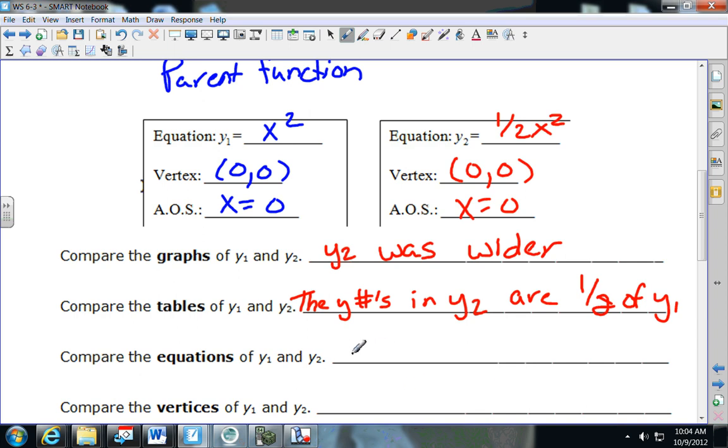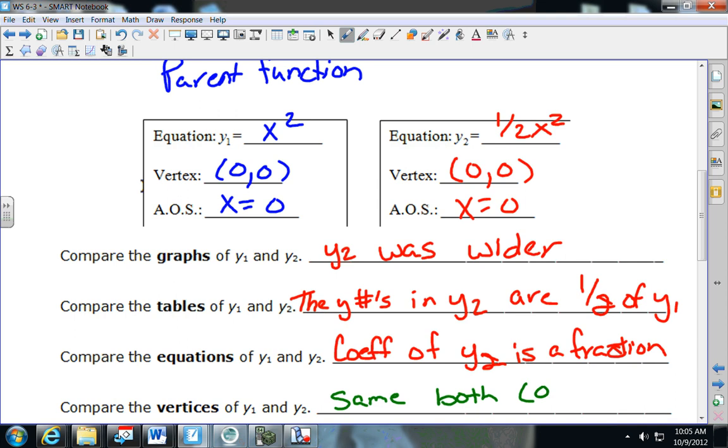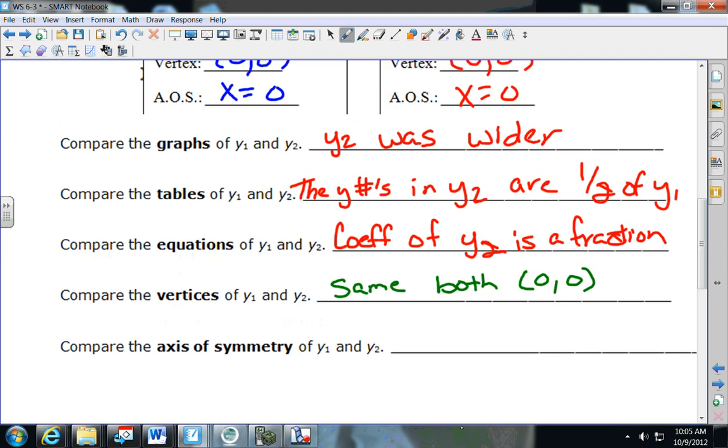Compare the equations. The coefficient of y2 is a fraction. The vertices, the vertexes, they're the same. They're both 0, 0. Right? We went over those. All that. What's the axis of symmetry? X equals 0. I promise that will be on your test.